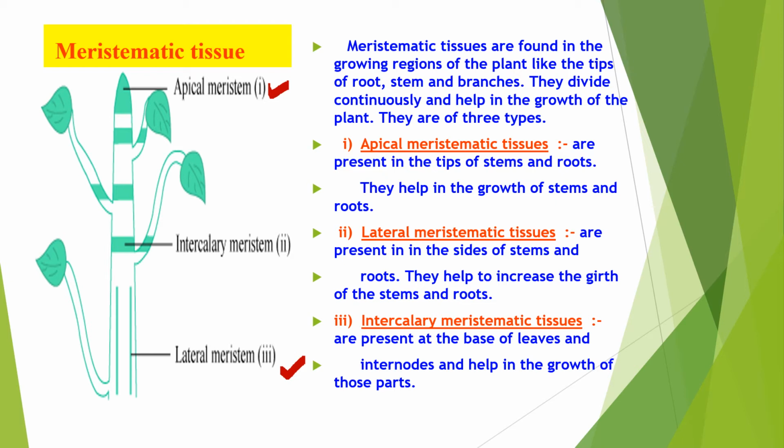The intercalary meristem is present at the base of the leaf and internode. The place where the leaf starts to come out is called the node. It helps in the growth of these parts. So together all these three meristems help in growth of the plant both lengthwise and breadthwise. So now you have studied the three different types of meristematic tissues: apical meristem, lateral meristem, and intercalary meristem.